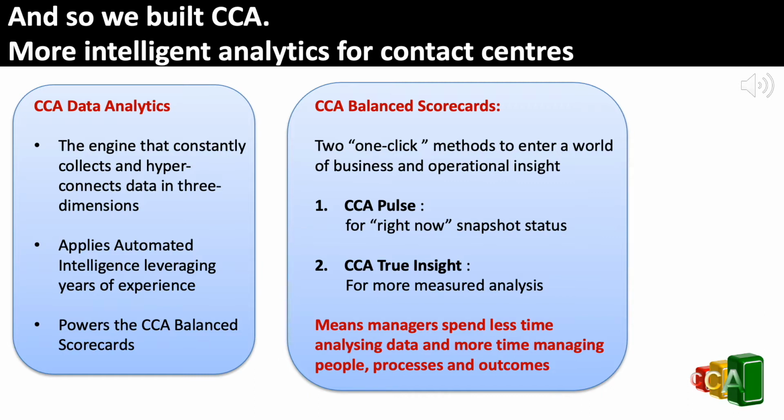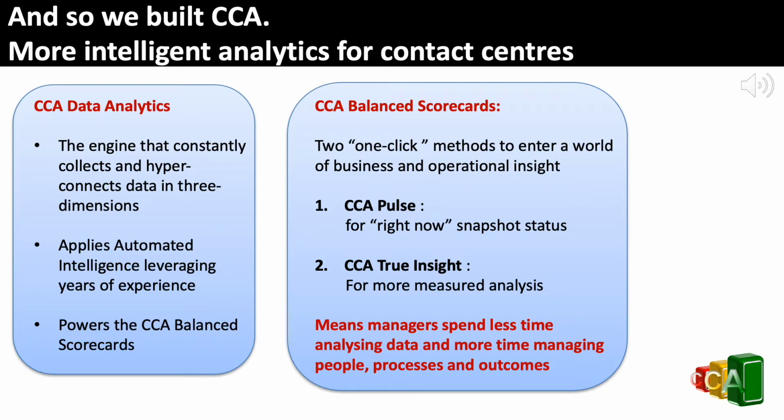CCA has 2 core building blocks. Data analytics is the engine that constantly collects, connects, and processes data from any source, and then applies automated intelligence leveraging years of experience. CCA Data Analytics in turn powers the CCA Balanced Scorecards. These give managers a choice of one-click methods to access CCA's insight.